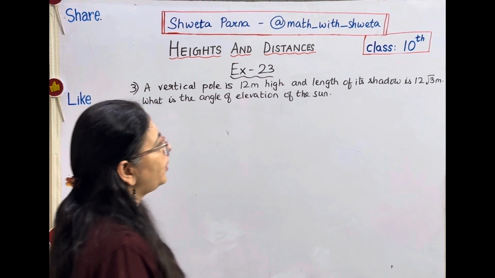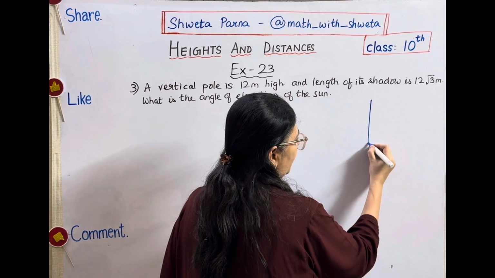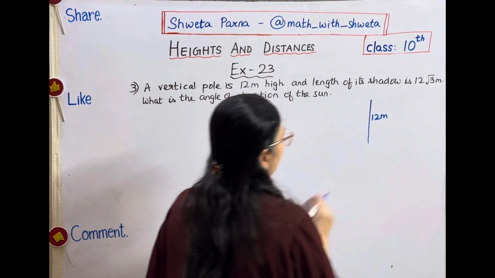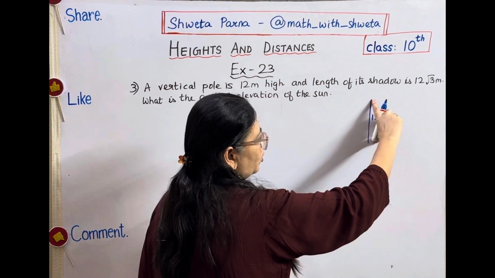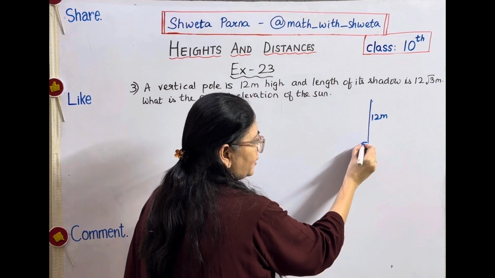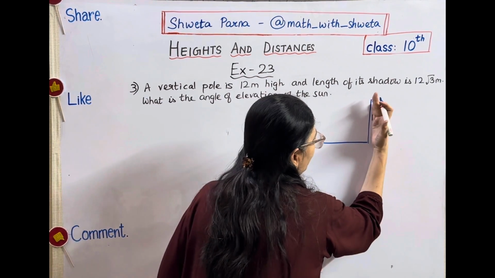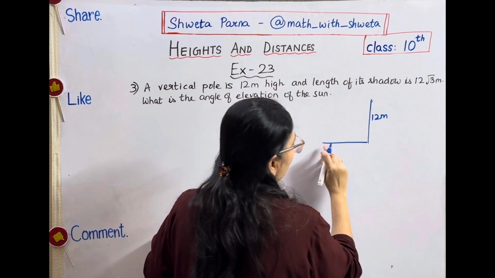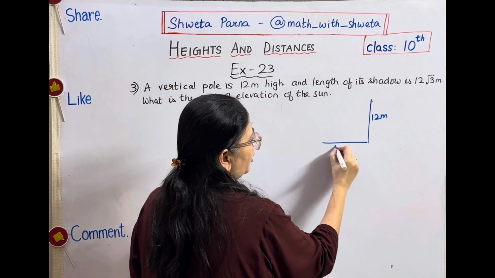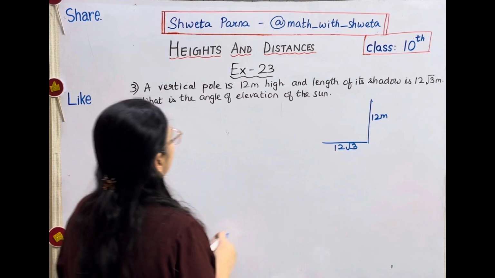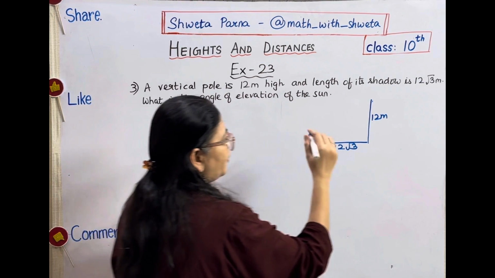A vertical pole is 12 meter high. This is a vertical pole and it is 12 meter high. The length of this shadow, the shadow of this will be like this, correct? When you're seeing this, see the shadow will come this way, okay? And the length of the shadow is 12 root 3 meter. What is the angle of elevation of the sun?